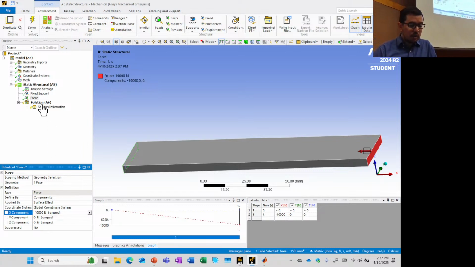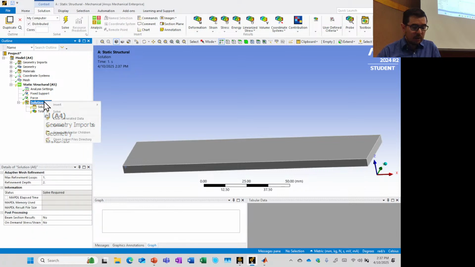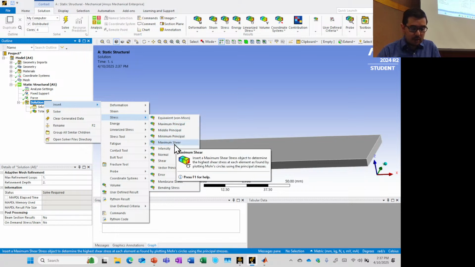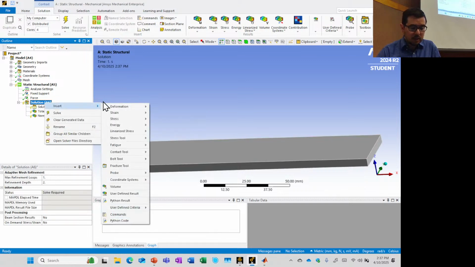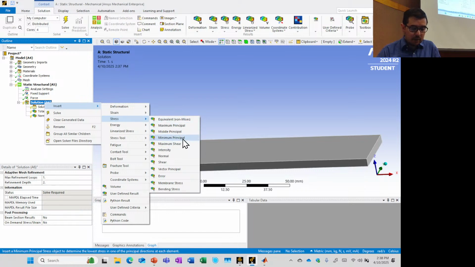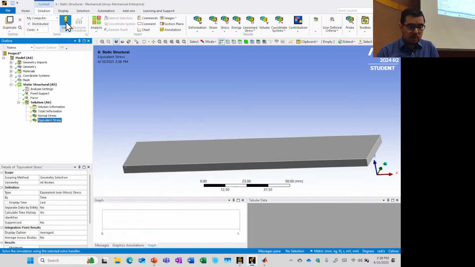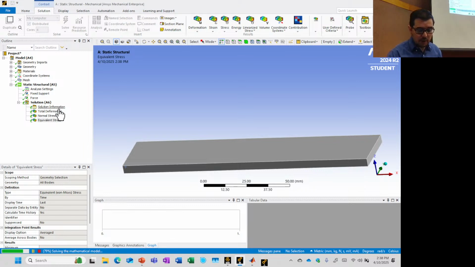For the solution, we can go ahead and insert some deformation, which is always fun. We can put in some stress, why not? We can do a normal, that's fine, or we could do an equivalent as well. We have different opportunities here. Okay, and we should be ready to go. So we hit solve, and we wait. What is the value that we should be getting?